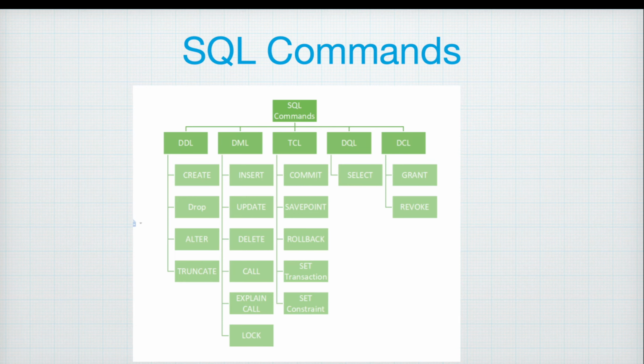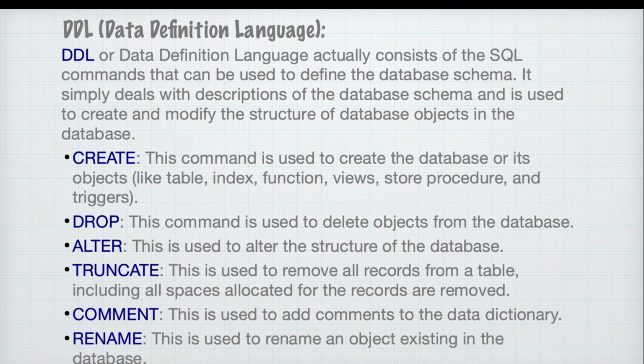And then we have data manipulation language, which includes insert, update, delete, call, explain, and lock. We have transaction control language, which is part of the newer additions: commit, save points, rollback, set transaction, and set constraint. And then we have data query language like select, and data control language like grant and revoke. We look at these in detail now.